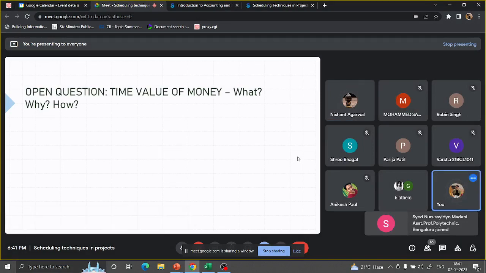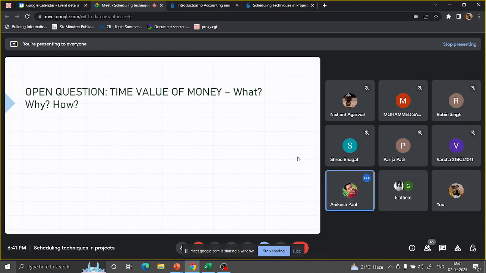Yeah. Why time value of money? Anybody else? This is kind of an open question up for discussion. Inflation. Okay. What happens in case of inflation is that today you can buy something for rupees 100 and tomorrow the same thing costs you 110. So there is inflation. This was also a doubt in discussion forum.